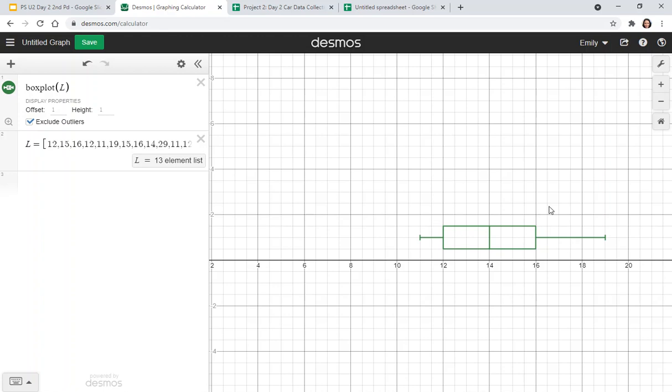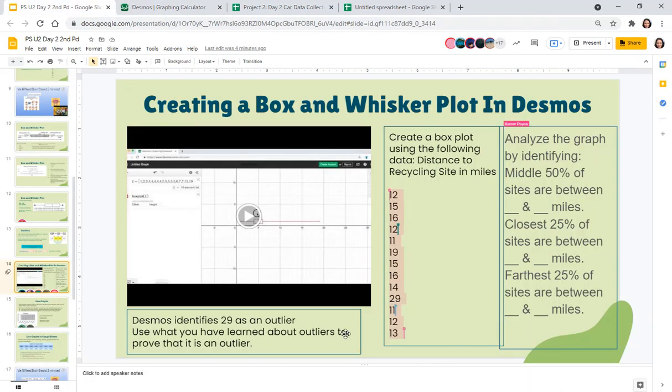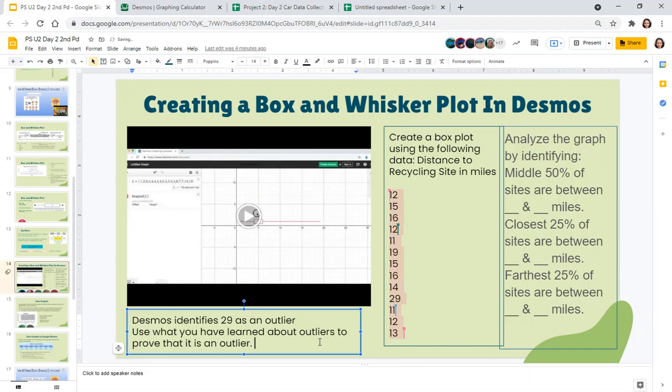So anything that is more than 1.5 interquartile ranges from Q3 is an outlier. So what is 1.5 times 4? 6, okay? And so if it's more than 16 plus 6, so if it's more than 22, it would be an outlier. All right, so I'm going back. Okay, so the interquartile range we said was 4, and the Q3 was 16.